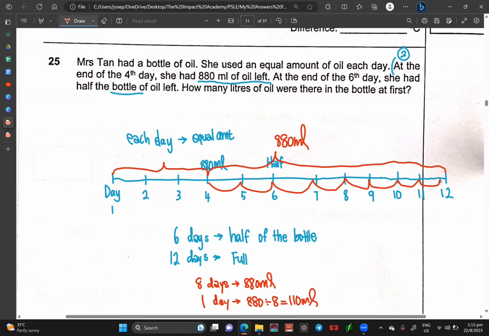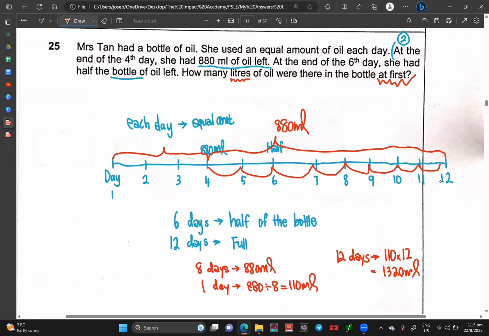Now, the question wants us to find how many liters of oil were there in the bottle at first. So since it is at first, we know that it will be 12 days, right? So we are going to find 12 days. For that, we just do 110 times 12, and we get an answer of 1320 ml. Now, the question wants us to express it in another unit. They say they want it in liters. To convert from ml to liters, all I need to do is divide by 1,000. When I divide by 1,000, I need to move back 1, 2, 3. And that is the reason why I get 1.32 liters.